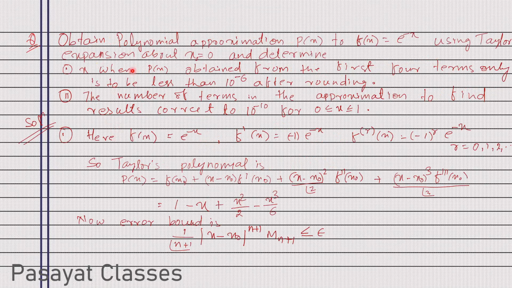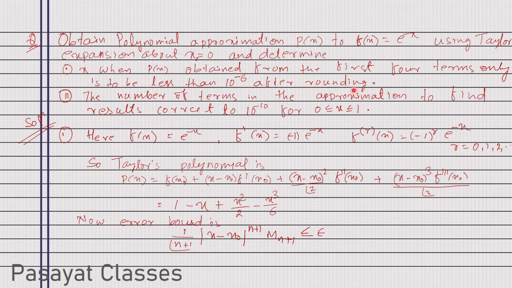So for this total thing, let us take an example so that we can clarify this clearly. Here a question is given. The question says: obtain the polynomial approximation p(x) to f(x) equal to e to the power minus x by using Taylor expansion about x naught equal to 0. Our x naught point is 0 and our f(x) is e to the power minus x. We have to find p(x) by using Taylor expansion, and the first bit says to determine the error when p(x) is obtained from the first four terms only, to be less than 10 to the power minus 6 after rounding.